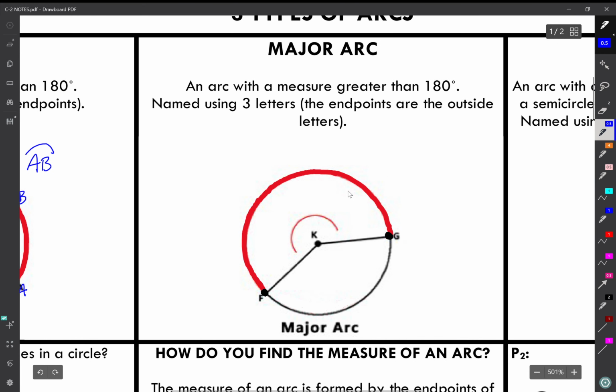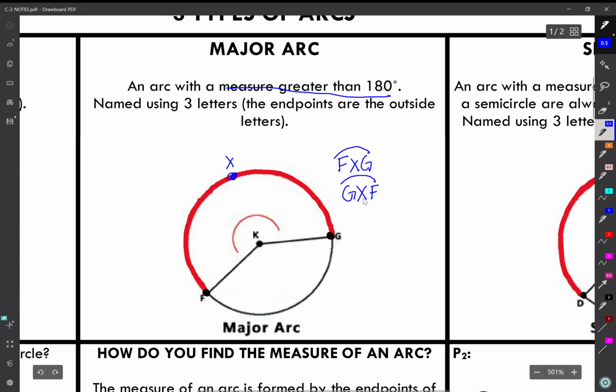A major arc is an arc that's obviously going to be greater than half the circle, which means that it has a measure greater than 180 degrees. It's named using three letters. So if I was to put, say, point X right here, one of my arc names would be FXG with the arc symbol, or you could call it GXF, as long as the endpoints are your outside letters. It kind of just tells us where to follow along the circle. So F, then the middle point X tells me which way to go, and then I'm going to end at G. Similarly, GXF. So those are greater than 180.